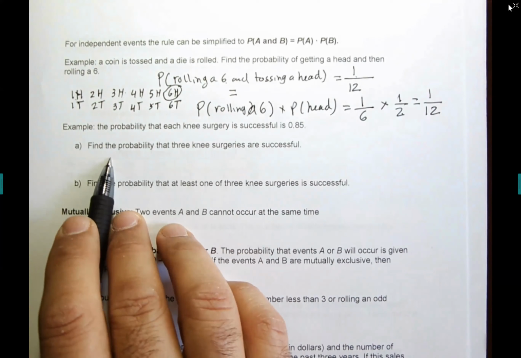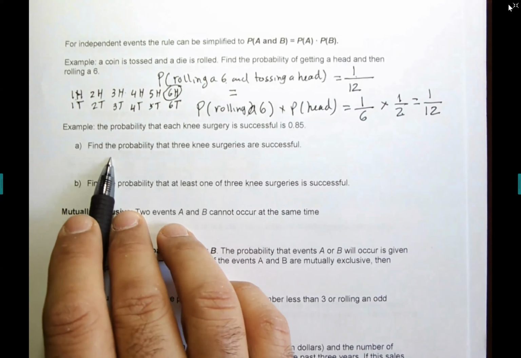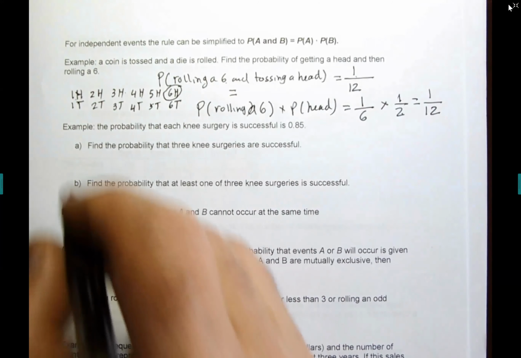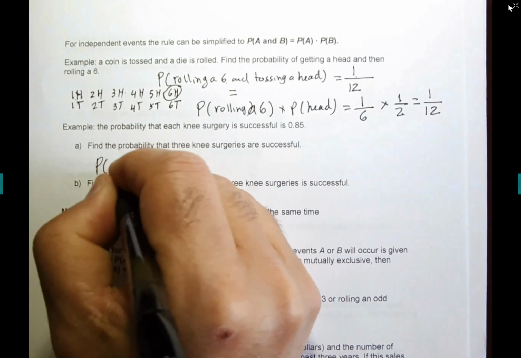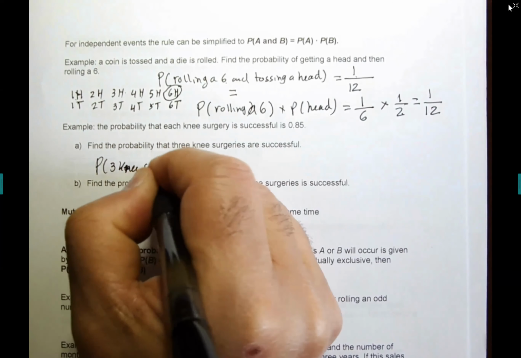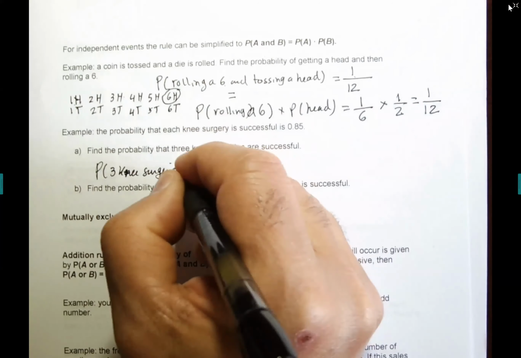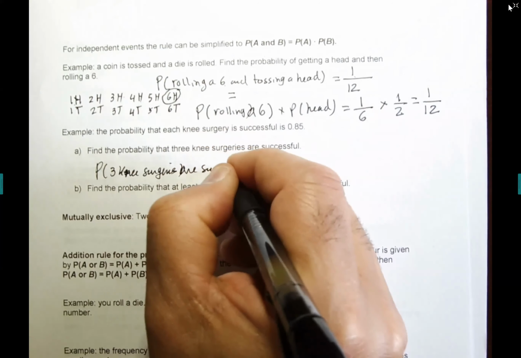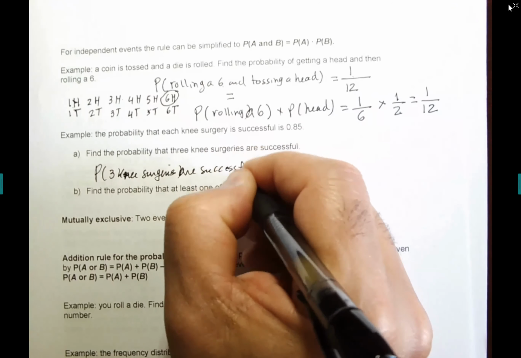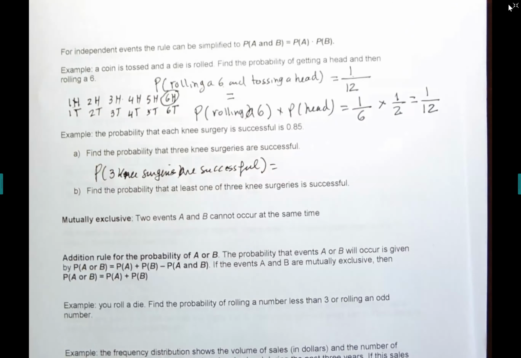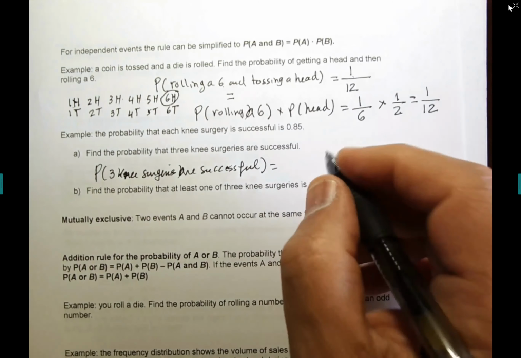The probability that a knee surgery is successful is 0.85. What's the probability that the doctor performs 3 knee surgeries and that they are all successful? Is it 3 times 0.85? Okay. Let's see. If I listen to you. Oh, it'll be over 1. Very smart. Good. So that means it's wrong. It's not 3 times 0.85.